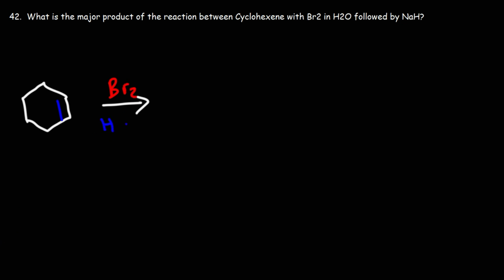So we've seen this reaction earlier in the video. We know that this reaction proceeds with anti-addition. We're going to get a pair of enantiomers. Now, both of these carbon atoms are secondary, so it really doesn't matter where we put the bromine relative to the hydroxyl group. What's important is that they're opposite to each other.